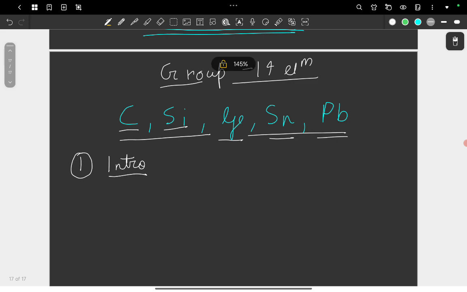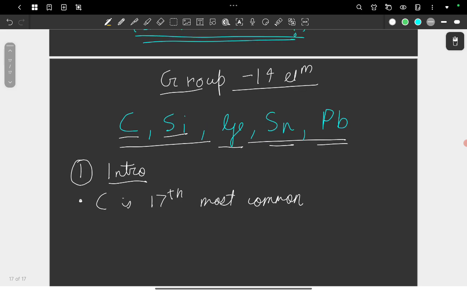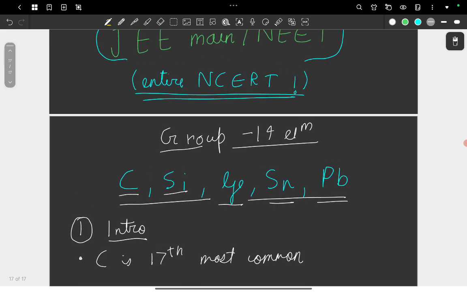But yeah. So carbon is the 17th most common element. It is found almost everywhere, like in the earth's crust. In fact, 18% of our bodies is made of carbon containing compounds. The element carbon is so versatile that there's an entire branch of chemistry dedicated to it, which you must be familiar with: organic chemistry.